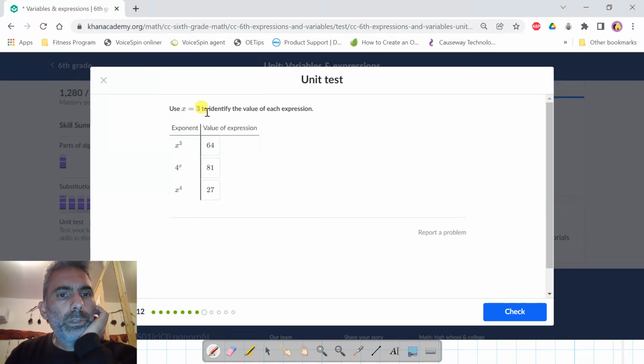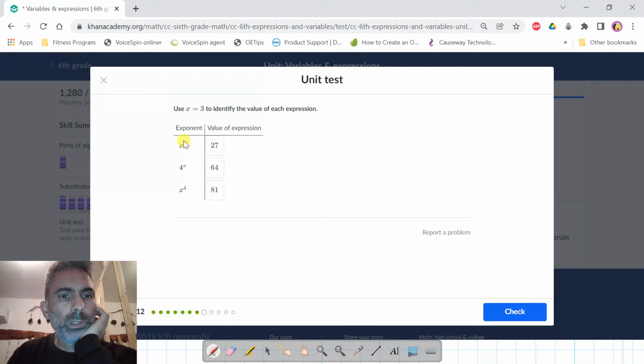Use x equals 3 to identify the value of each expression. Okay, x cubed is 27 because 3 times 3 is 9 and 9 times 3 is 27. 4 cubed: 4 times 4 is 16, 16 times 4 is 64. And 3 to the 4th power: we know x to the third power is 27, so 27 times 3 is 81. So 3 to the 4th power is 81.